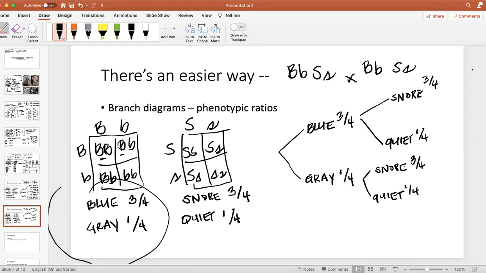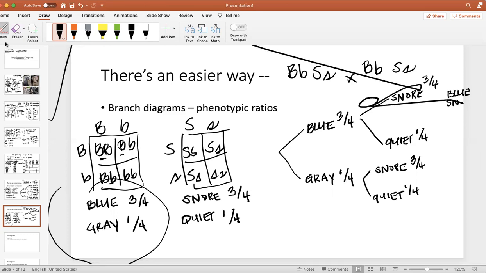Now, let's figure out what our options are here. You can be a blue snoring wine. Actually, you know what I'm going to do? Well, yeah, blue snoring wine. Okay. Sorry. There we go. Sometimes my tablet goes a little haywire.